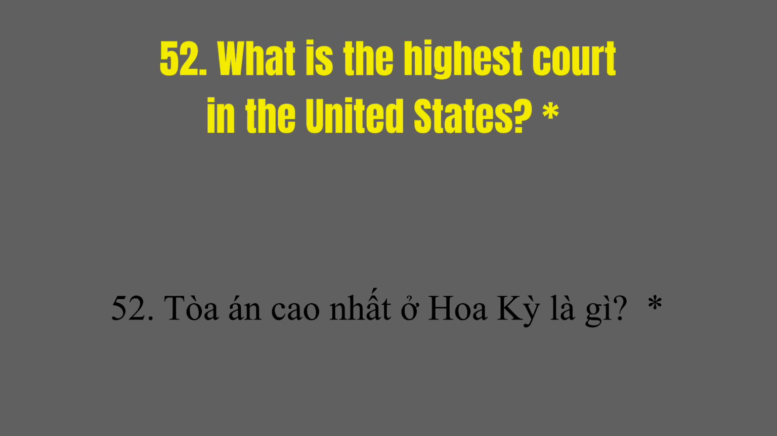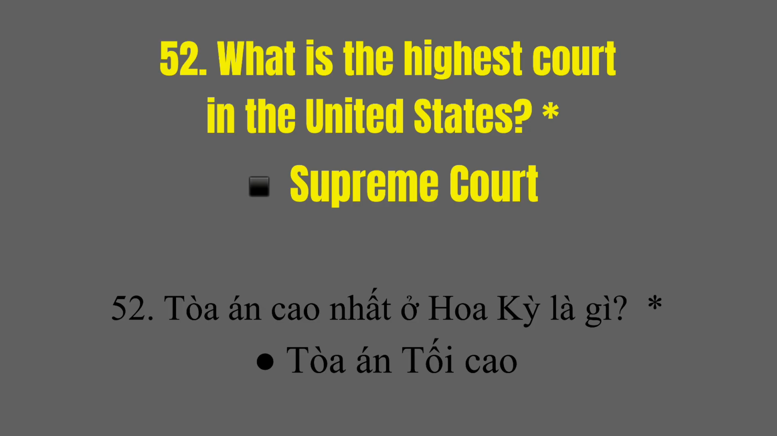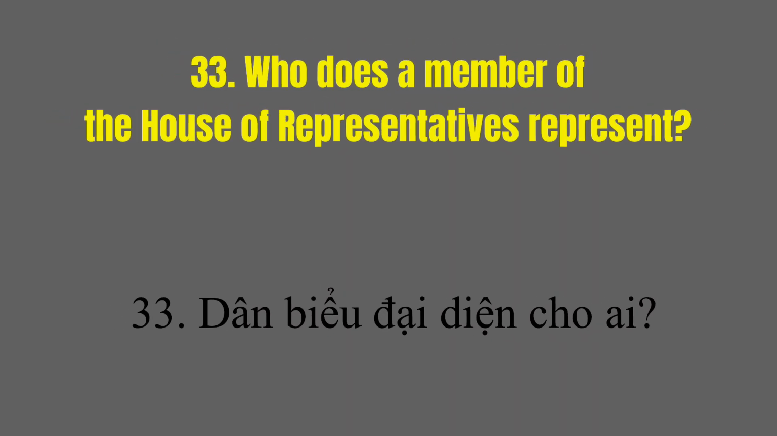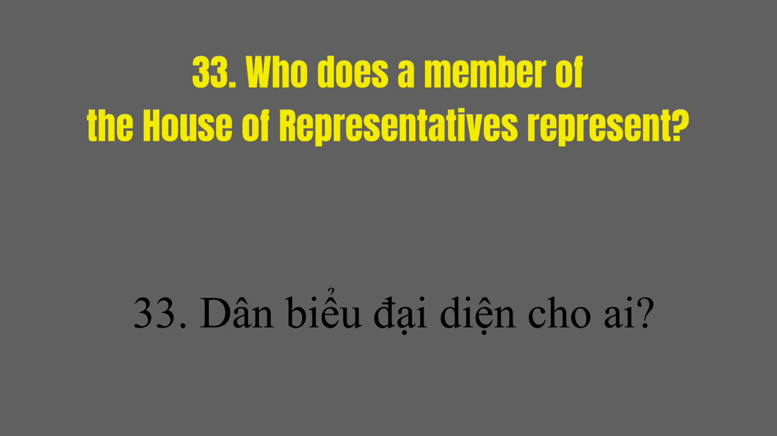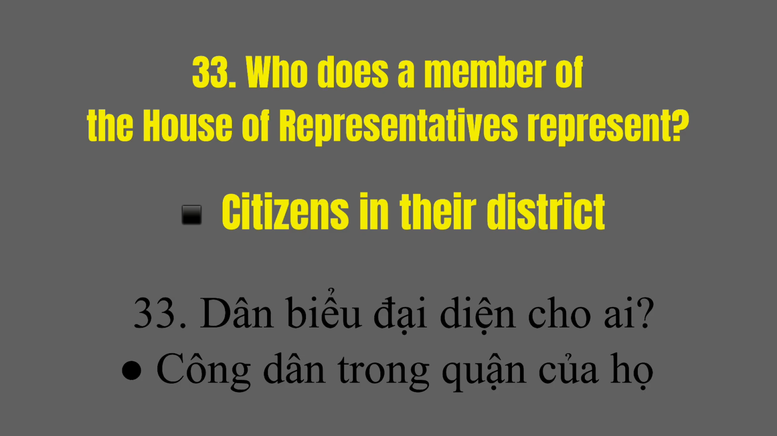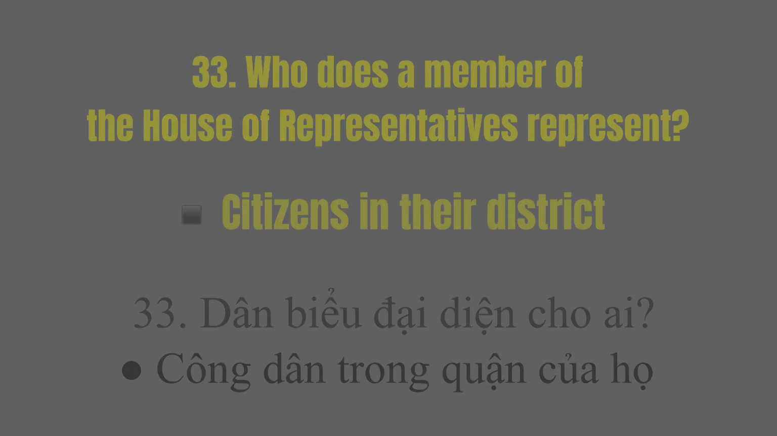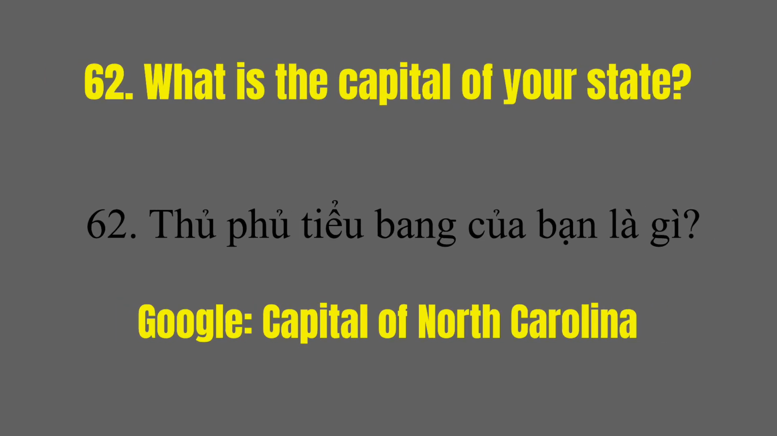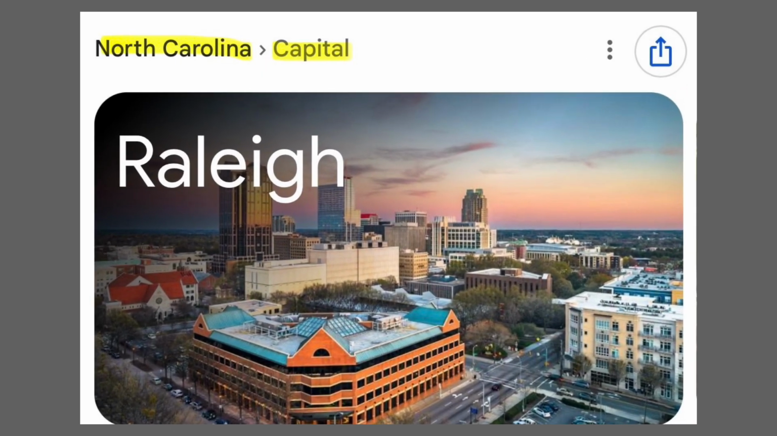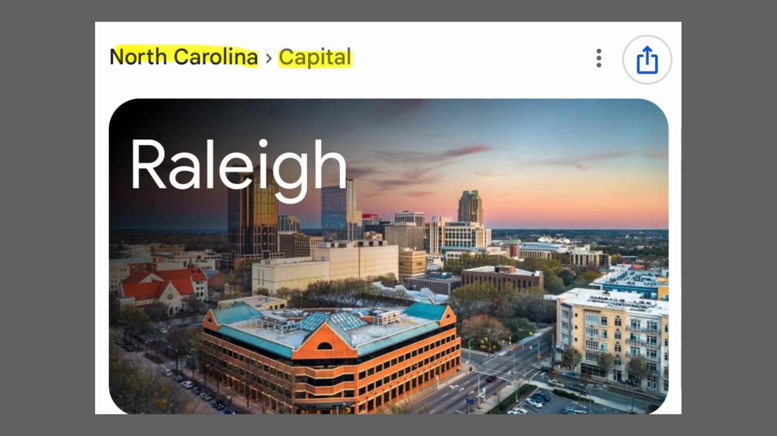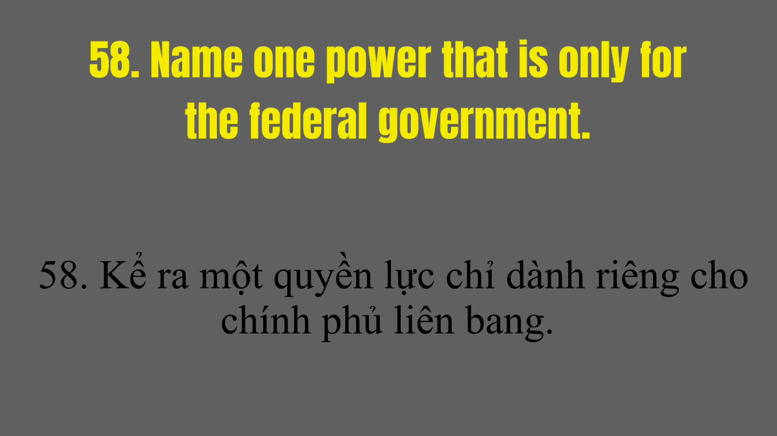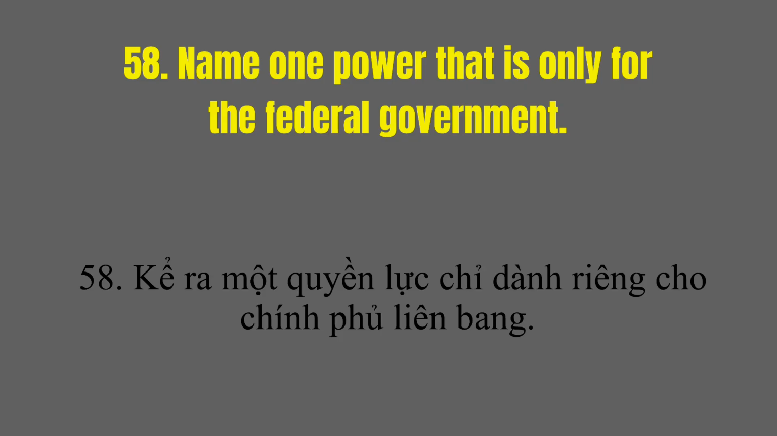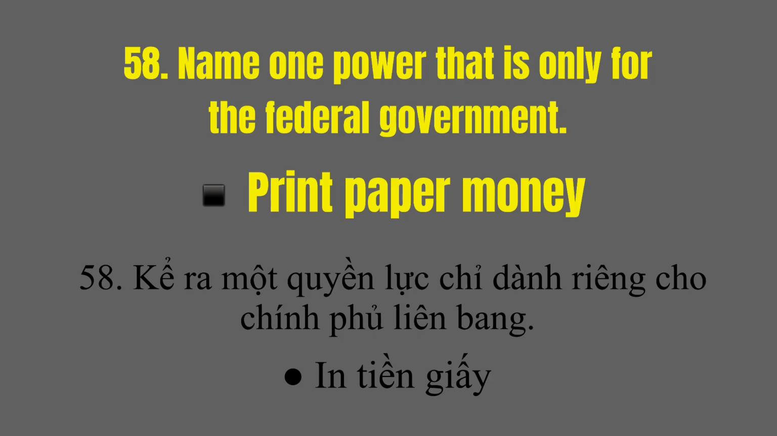What is the highest court in the United States? Supreme Court. Who does a member of the House of Representatives represent? Citizens in their district. What is the capital of your state? Raleigh. Name one power that is only for the federal government. Print paper money.